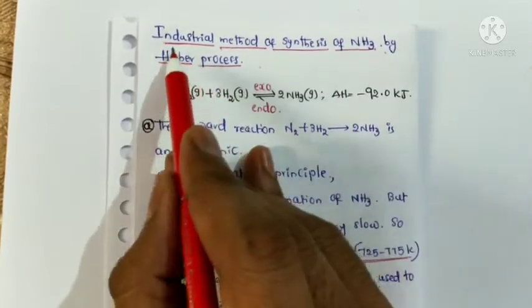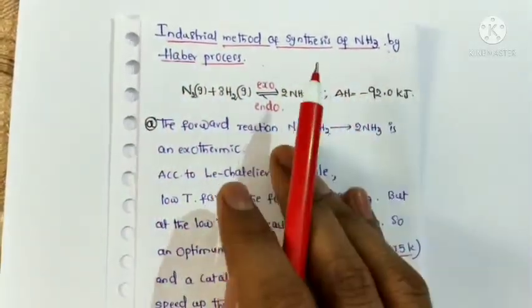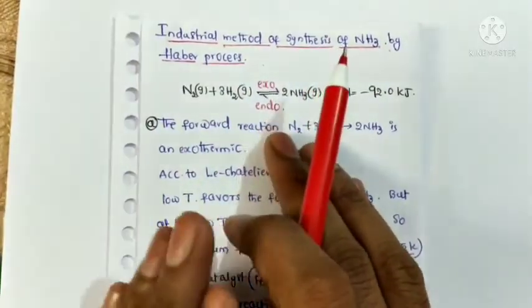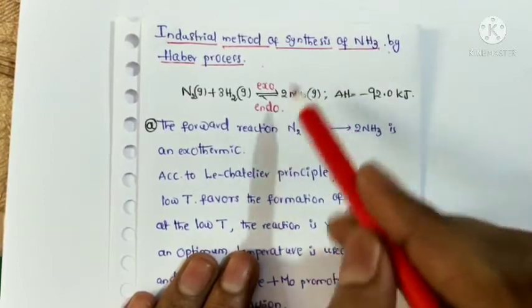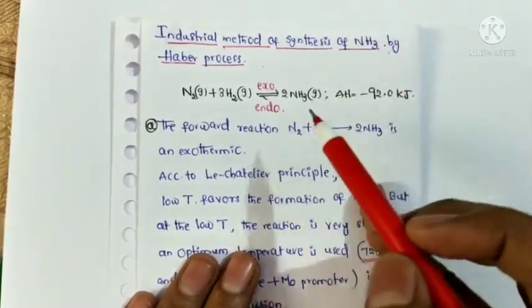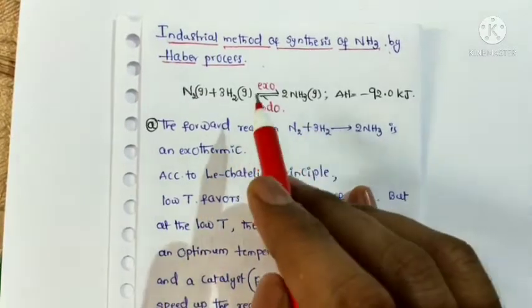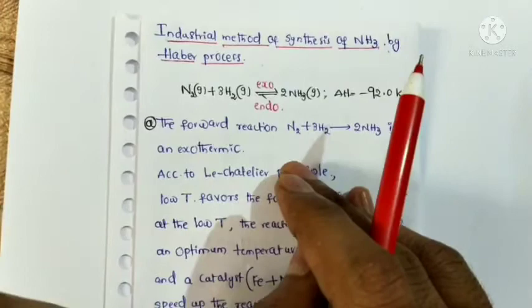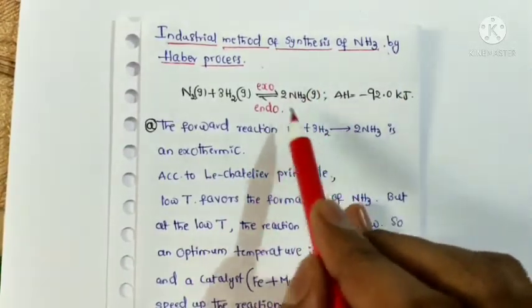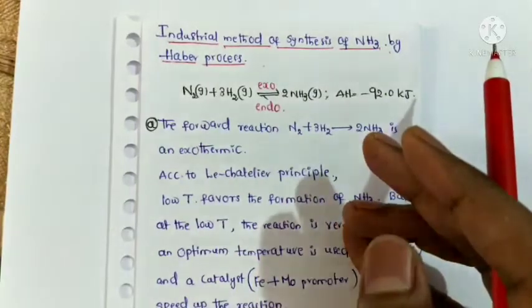Okay, so now the first one is the industrial method of synthesis of ammonia by the Haber process. We already know ammonia is a very, very important substance in fertilizers. But actually the production of ammonia is an equilibrium process. In an equilibrium process, what happens? The equilibrium mixture has both reactants and products, but we want only the product.